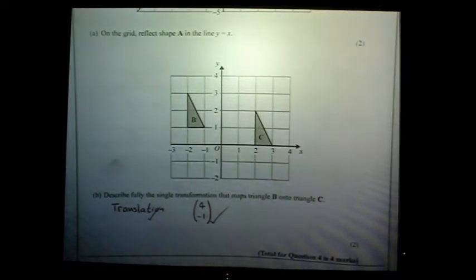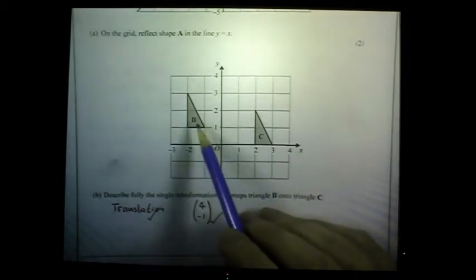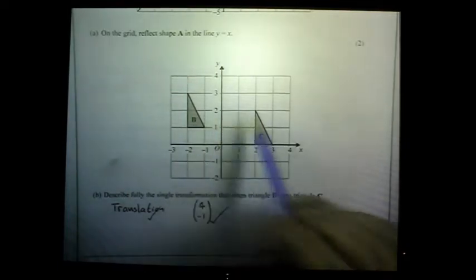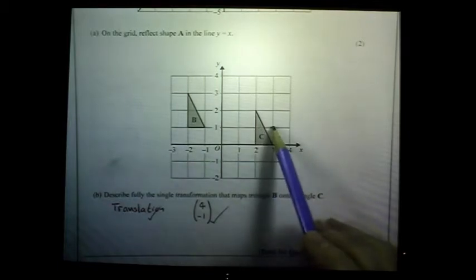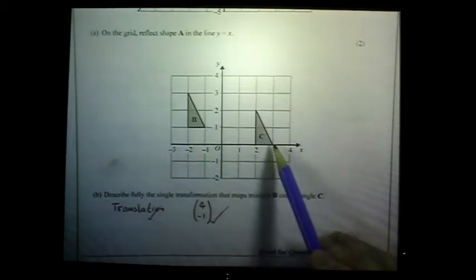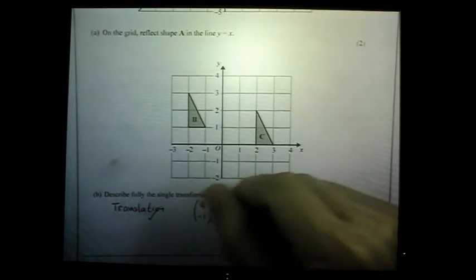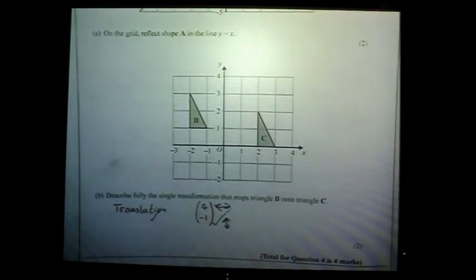Another word for it, don't write this in the exam, it's basically someone slid it across like that. So they've gone across 1, 2, 3, 4, which is where your 4 comes from, and down 1. So that's why it's negative 1. If it had been up here, it would have been 4, 1. So the top one is your across, and the bottom one is your up or down. 2 marks for that.